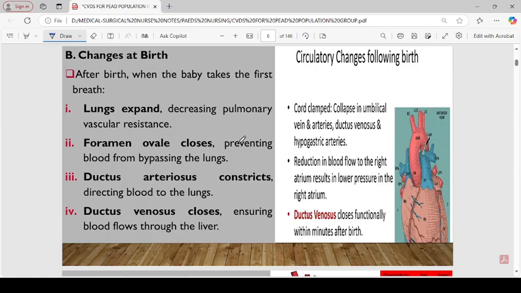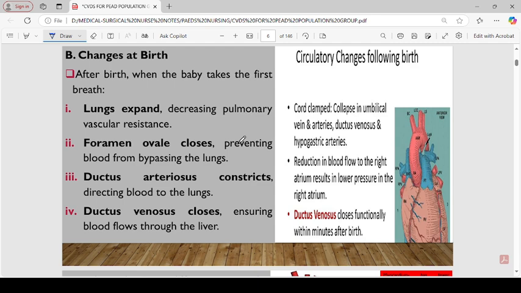Remember, foramen ovale was connecting the atria, that is the right atria and the left atria. So at birth, the foramen ovale is going to close, and this is going to prevent blood from bypassing the lungs. So the blood will be directed to the lungs.